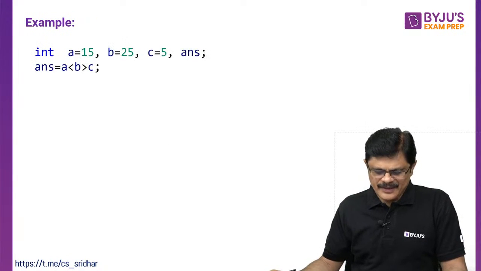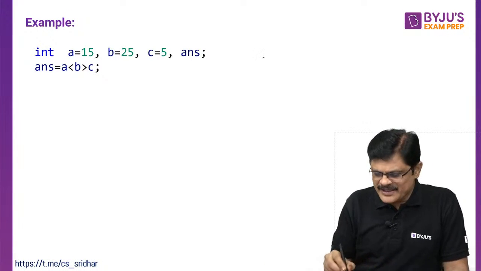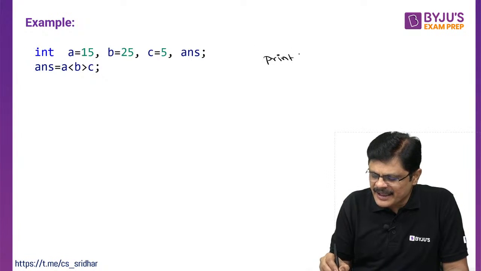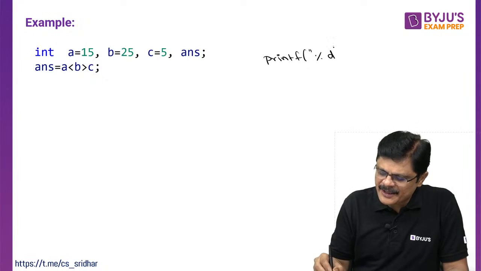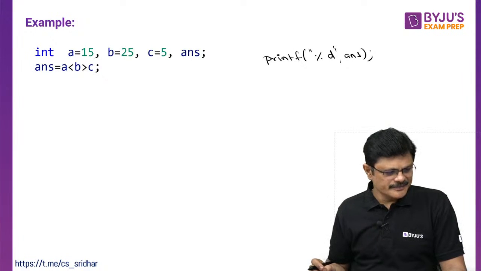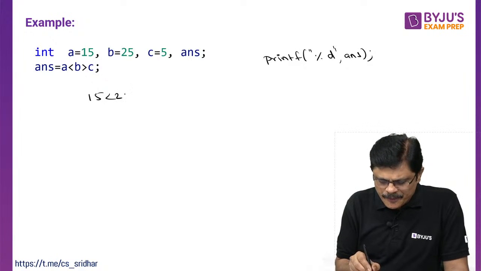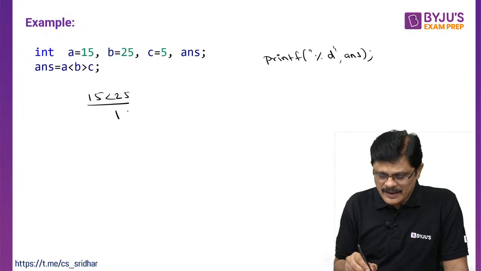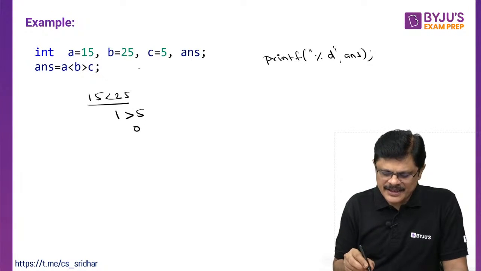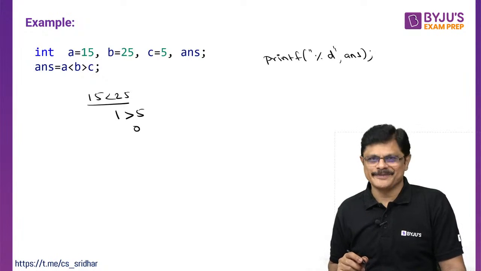Nice. Next one. Please tell the answer for this. What is the value of answer? If you print answer, for example with printf, double quote, percent d, and answer, what is the value? What is the answer? 0. Because 15 less than 25 is true, but 1 greater than 5 is false. Therefore you get the answer equal to 0. Very good, Venkateshan. Very, very good. Super.